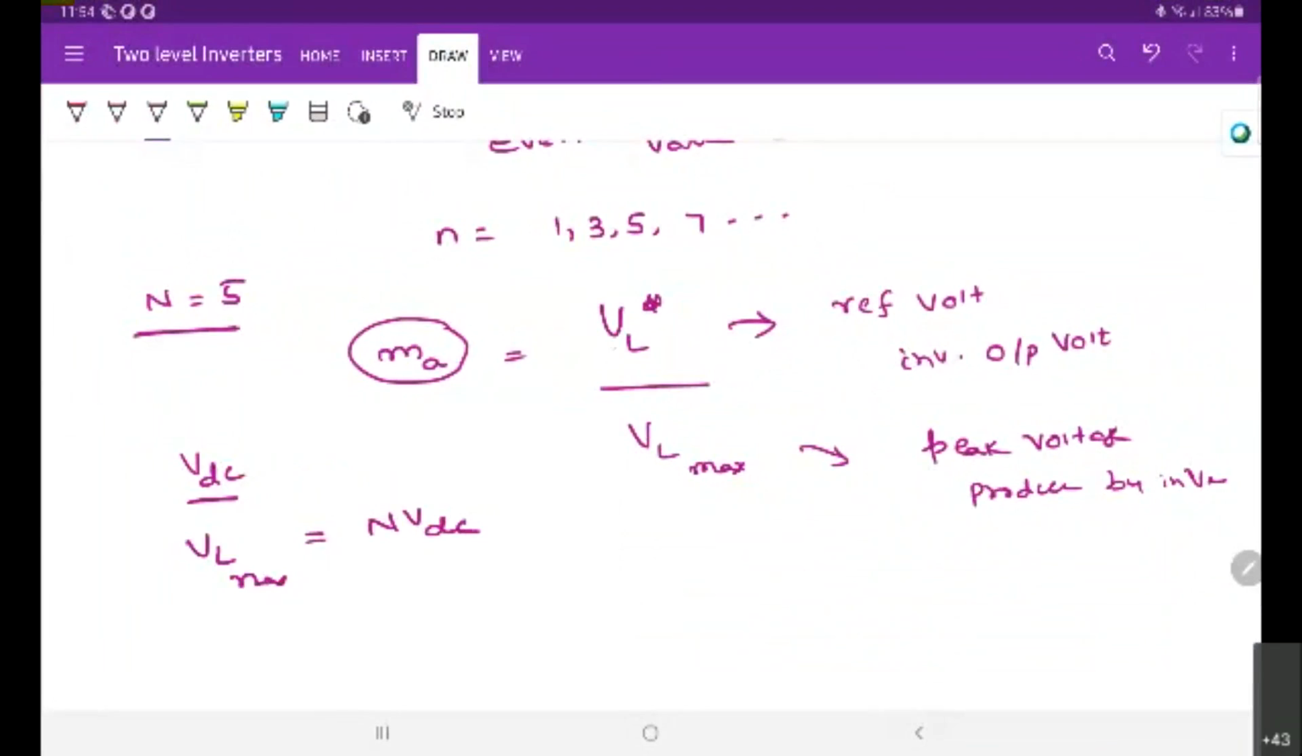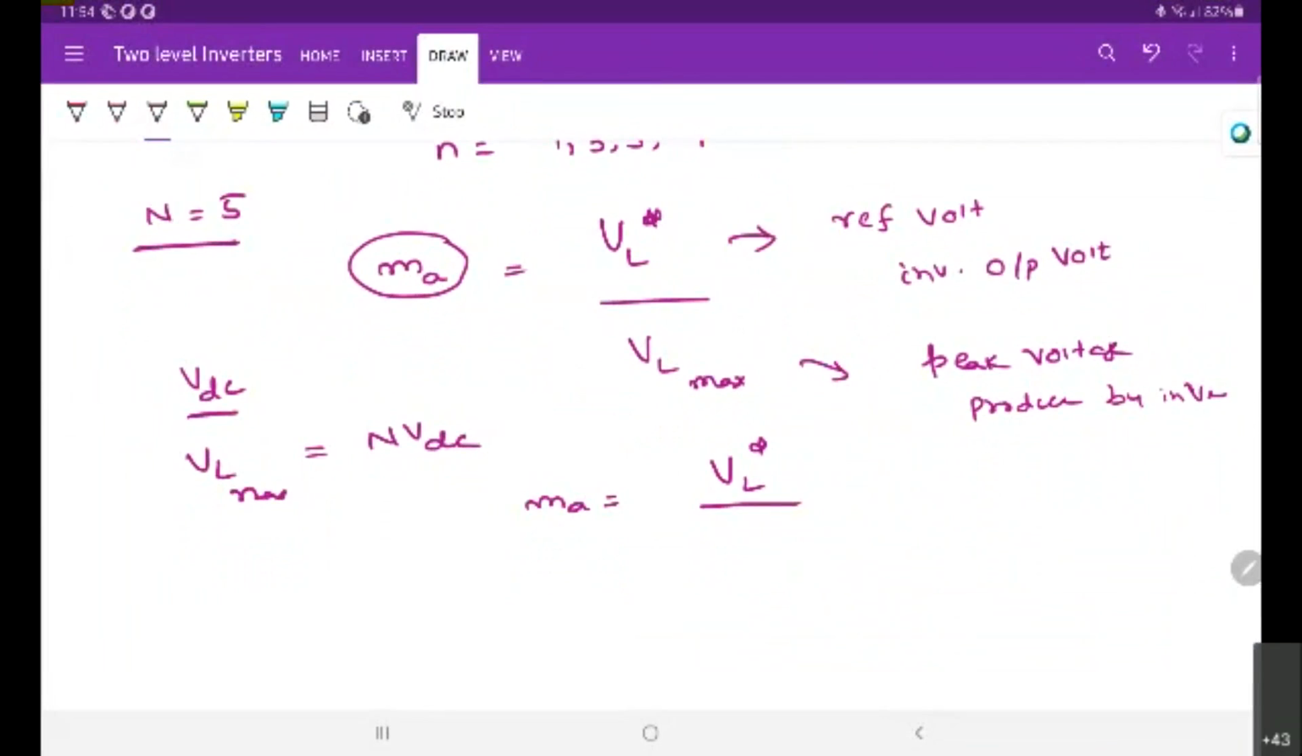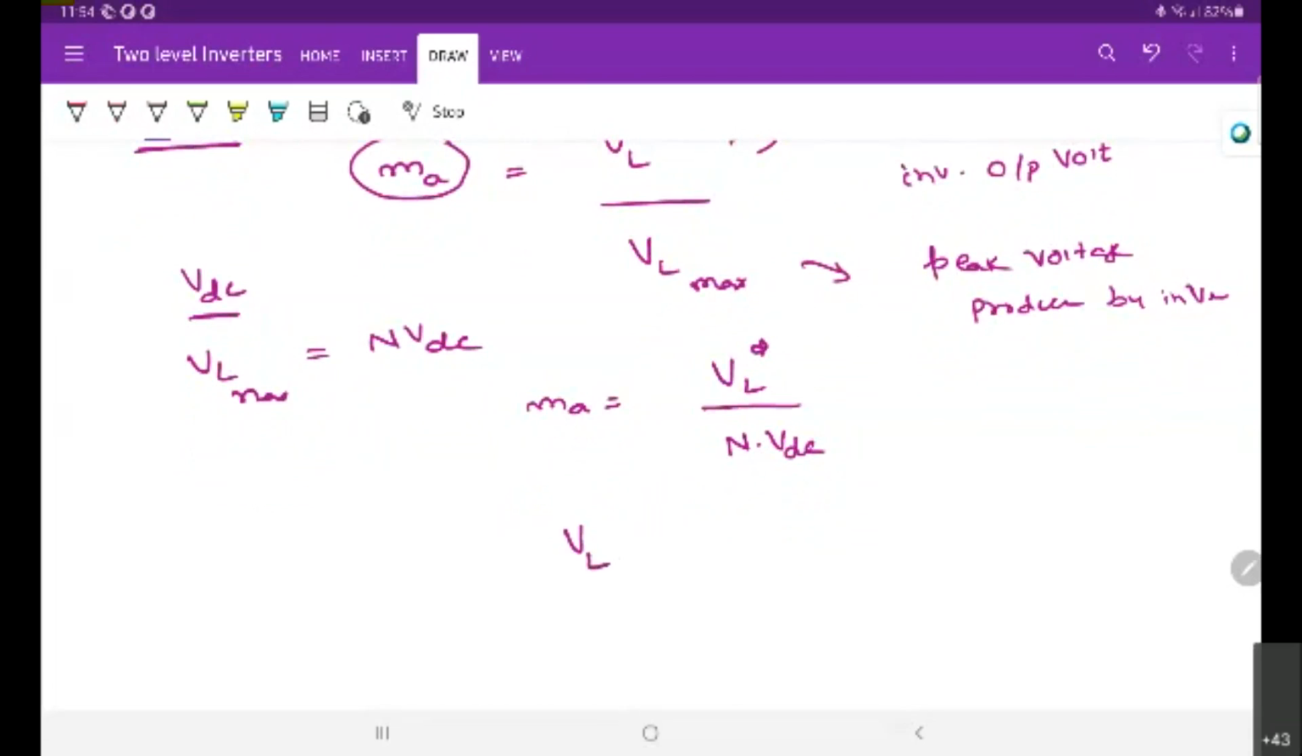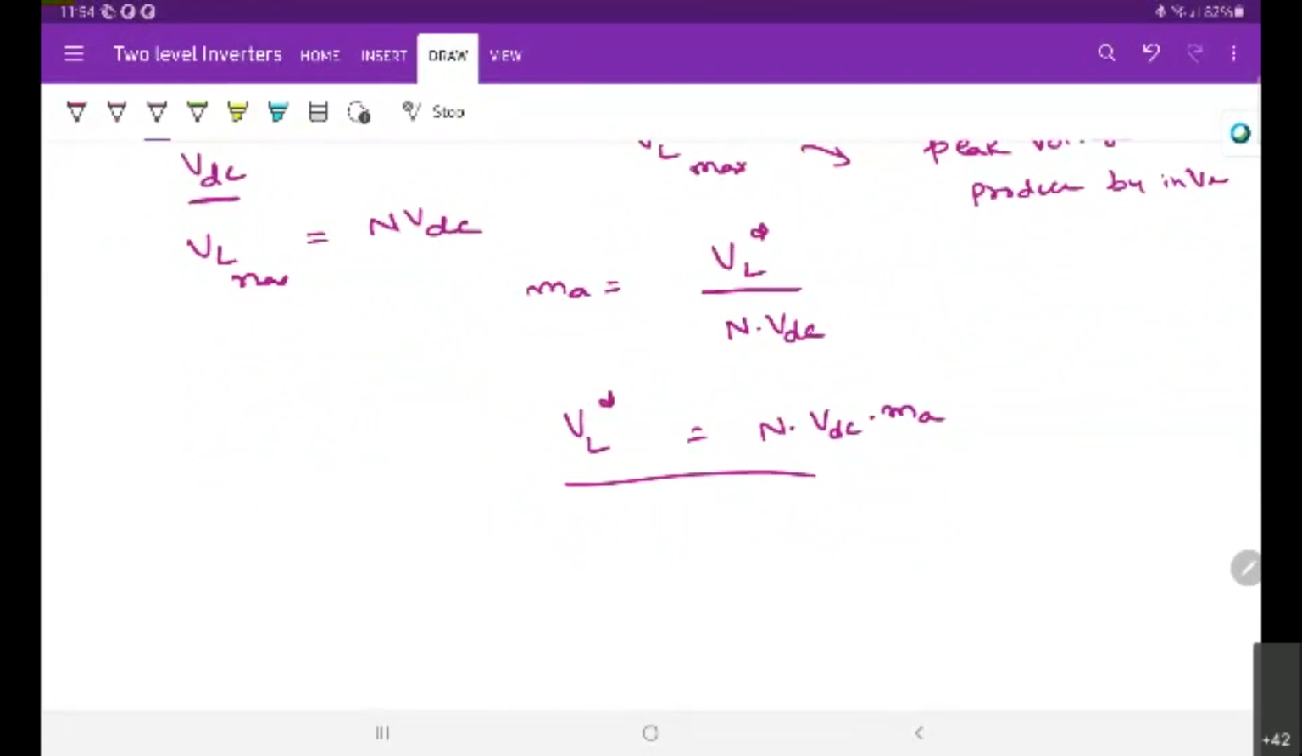MA is defined as the output voltage that you require divided by the peak voltage. That means MA equals VL star, the output voltage you require, divided by n times the VDC. Clear? So this output voltage is n VDC into MA. This is the output phase voltage you require.